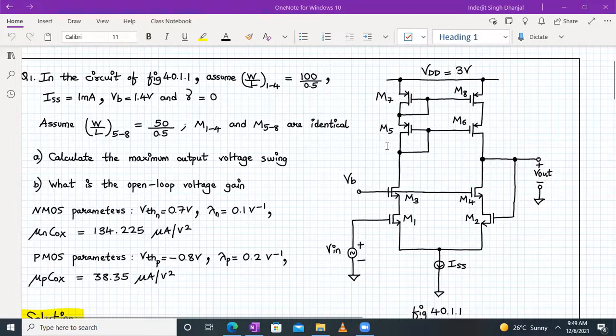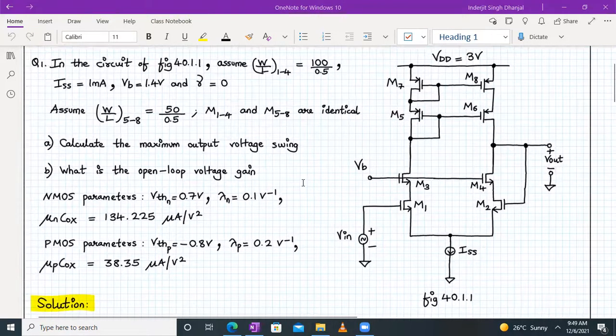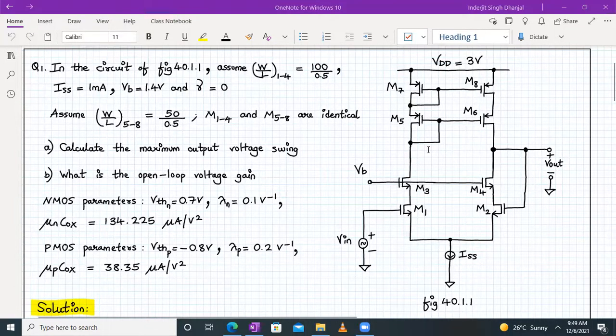Also, we have to assume that W by L of 5 to 8, that is for M5 to M8 transistors, is given as around 50 divided by 0.5. And M1 to M4 are identical, and M5 to M8 are identical transistors. So this is our telescopic cascode op-amp.